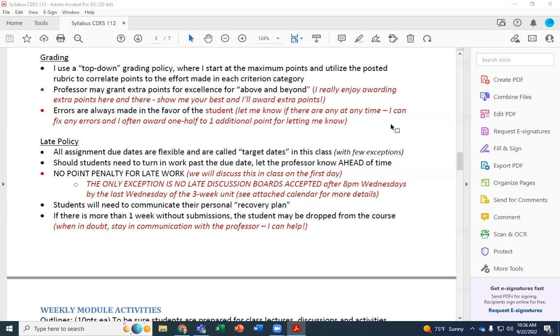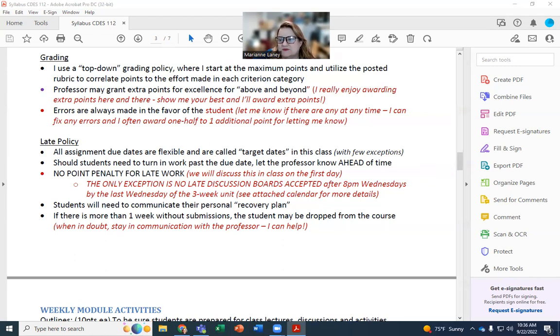Okay. Late policy. This is hard for people to understand. I do not take points off for late work, with one exception. The discussion boards. I'm a little bit of a hard ass on the discussion boards. And that is because why should we discuss something the week after we were discussing it? Blech, none. Nah.